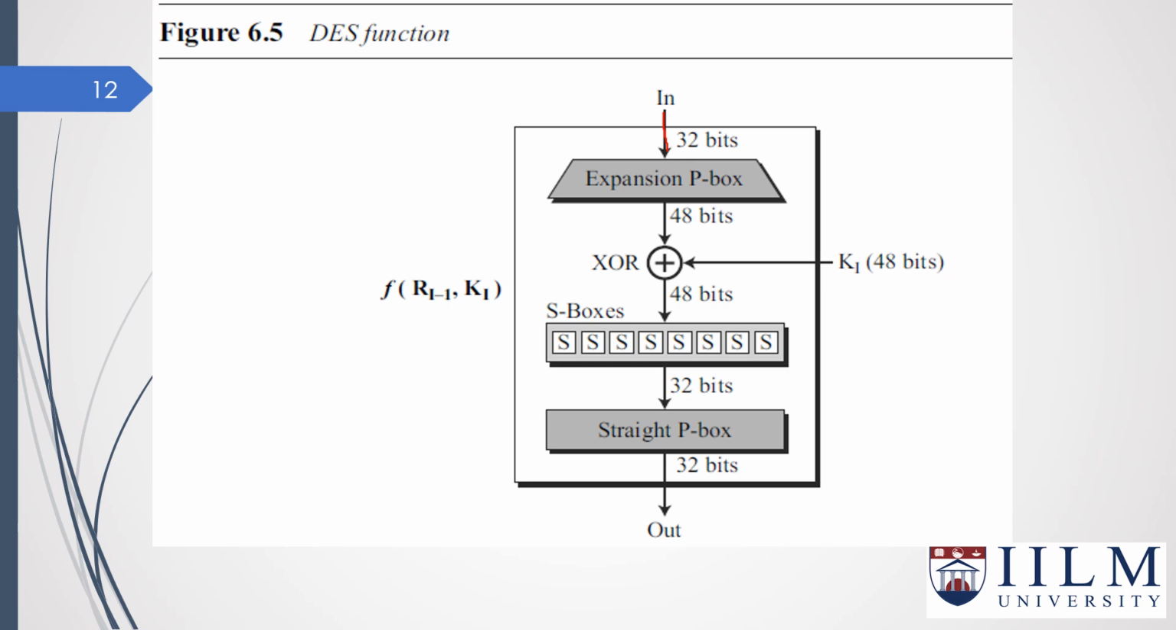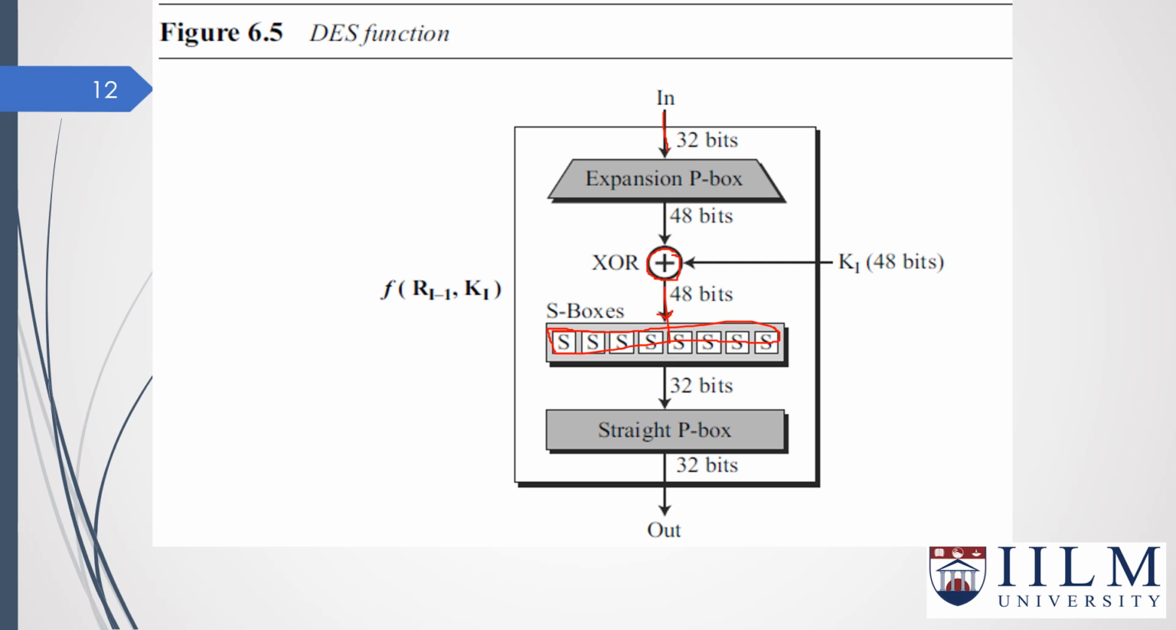How it is done, in the next slide we'll see. The K1 key, 48 bit, comes, and then XOR will happen and the 48 bit comes inside. Then S boxes, that means substitutions going on. Number of substitutions: 8 substitutions going on, 1 2 3 4 5 6 7 8. 8 substitutions will be there.